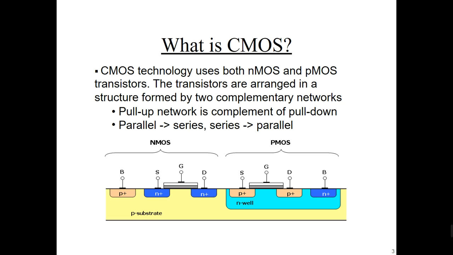If pull up transistors are connected in parallel, the pull down transistors are connected in series. In the same way, if the pull up transistors are connected in series, similarly the pull down transistors are connected in parallel. And simply you can observe the circuit here, a simple CMOS circuit, and this is the NMOS transistor, and this is the PMOS transistor.